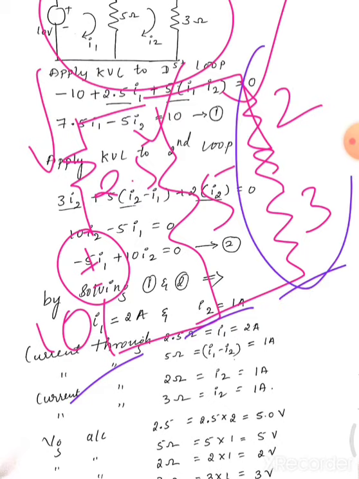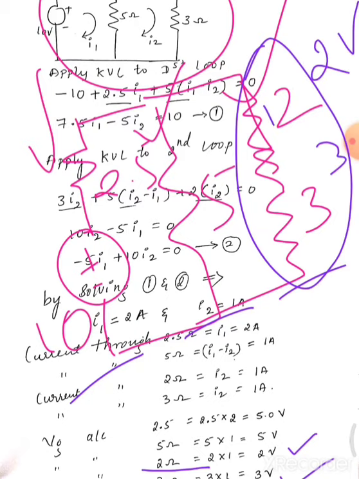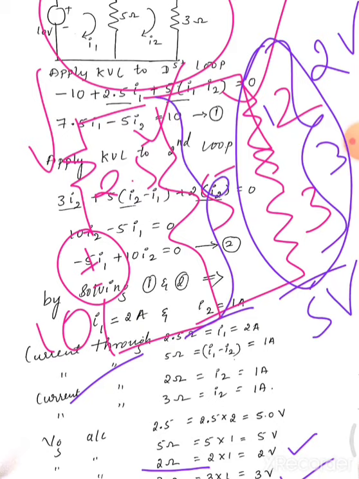What is the voltage across this branch? Total, you can see, the voltage across 2 is 2 volts and across 3 is 3 volts, and those two are in series. So you can say the addition of these two is 5 volts. What is the voltage across the 5 ohm resistance? It is 5 volts.